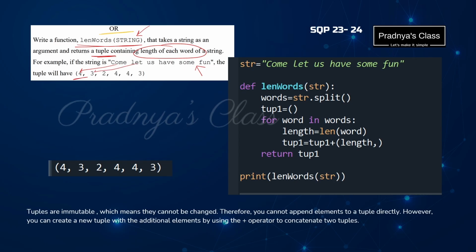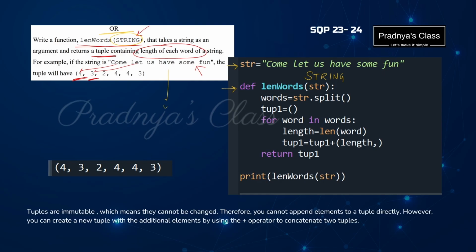Come has 4 length. Let has length 3. In this way, we are printing the length of each word. It's time to write the function. The name of the function is mentioned, so write exactly as it is. Here the name of the parameter is uppercase string, so change it accordingly.